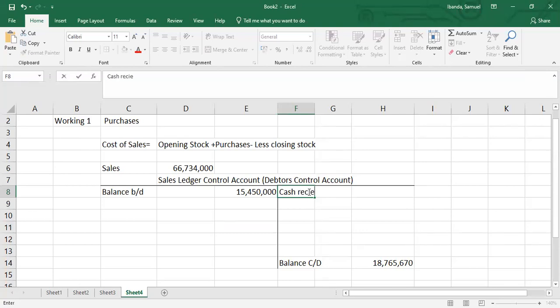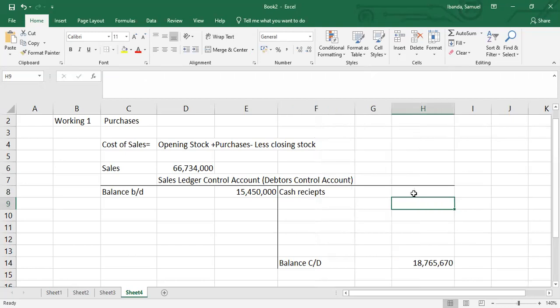Or cash receipts. So cash receipts, I have 15 million, okay? And I'm recording it on the credit side because it reduces, remember you've started with 15 million. If your customers pay, you have to credit your debtors control account, just like the way you credit your normal debtors account, okay? So the same thing I'll do also for the 450.